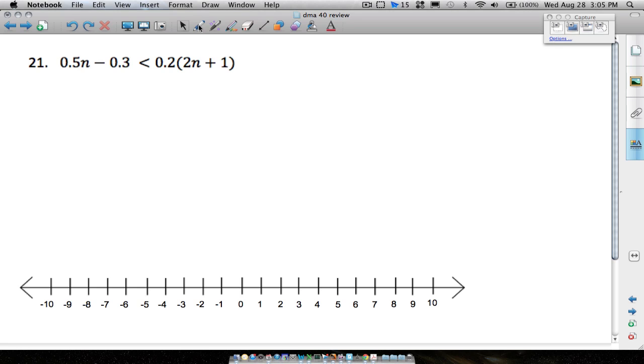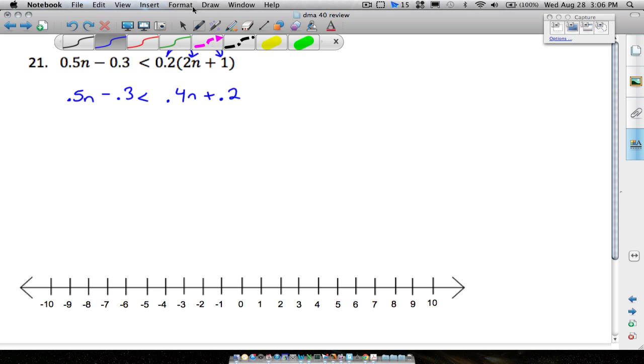So we got some decimals. Let's solve it. The left-hand side, we can't do anything with that right now. I'm going to bring it down. 0.5n minus 0.3 is less than. We need to distribute. So 0.2 times 2n is 0.4n. And then 0.2 times 1, remember anything times 1 is itself. So therefore we got plus 0.2.